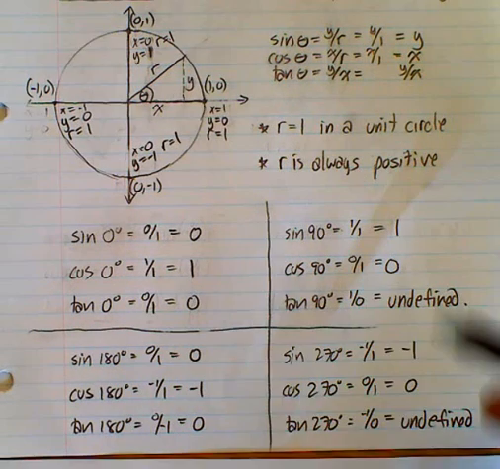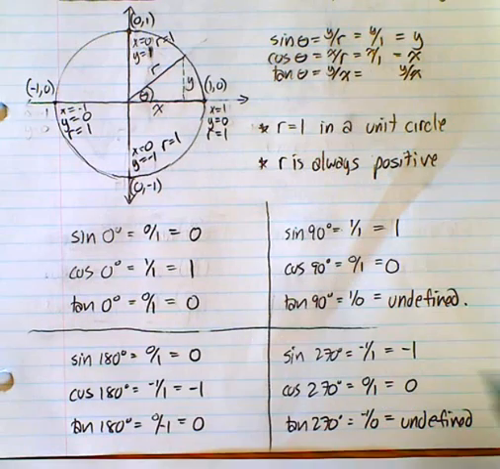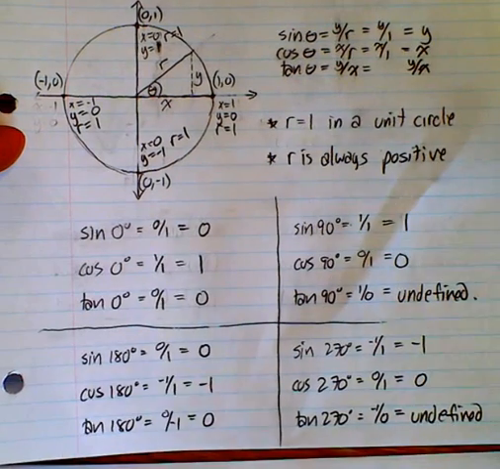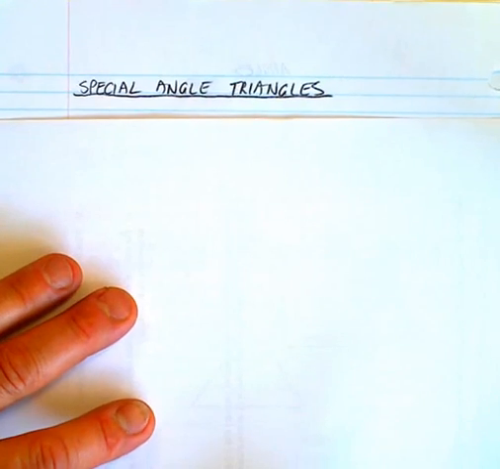So these are the quadrantal angles. You can memorize this table, summarize it yourself, or just be able to work it out using that picture, okay? So those are one special type of triangles. And the next ones we have are what we call special angled triangles, okay?